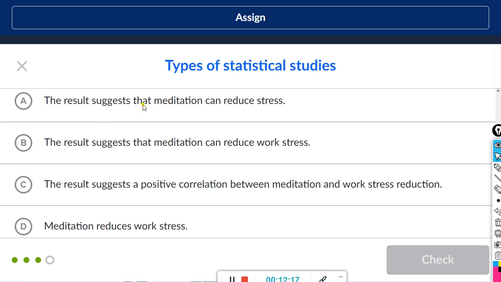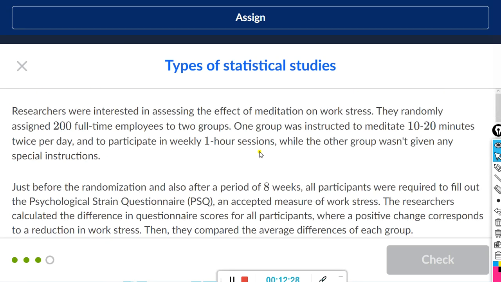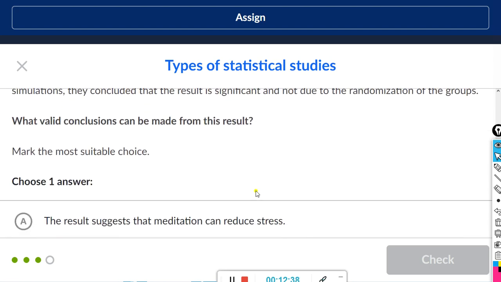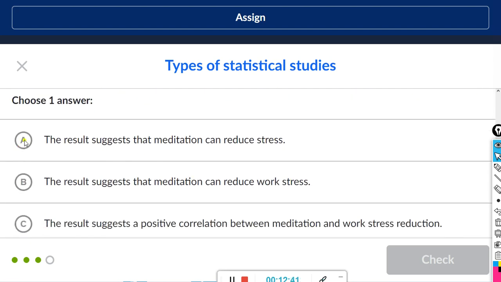Okay, answer A says the results suggest meditation can reduce stress, but B says the same thing except it specifies work stress. I think that's much better because this was based on work stress. And the questionnaire they did was an accepted measure of work stress. So I'm definitely not going to choose A because it just says stress. B says work stress. I'm thinking that's it. It just says can reduce work stress. It doesn't say it definitely does.